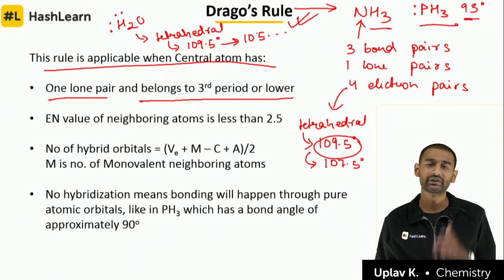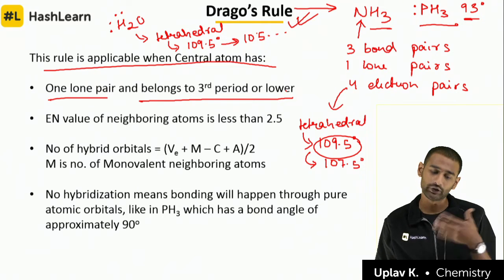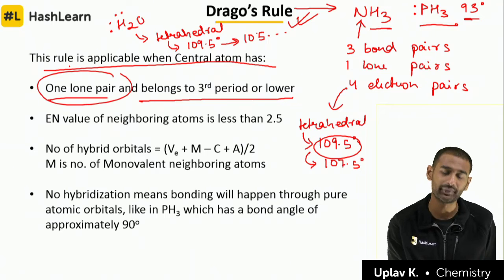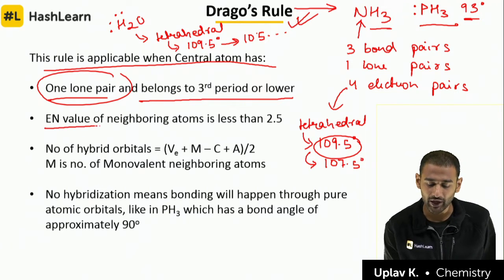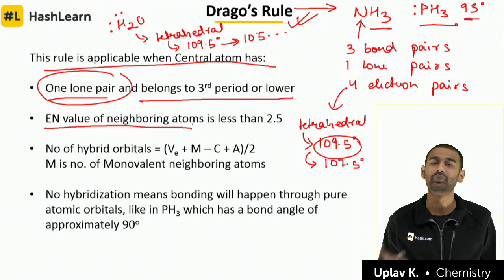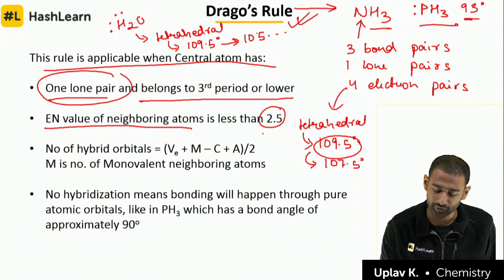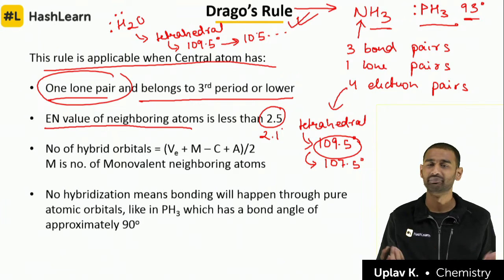So if your central atom is in the 3rd period or the 4th period or the 5th period and has 1 lone pair, then this rule will be applicable. Second point, the EN value of the neighboring atoms is less than 2.5. I am pretty sorry, it should be 2.1, but 2.5 almost similar, don't worry.